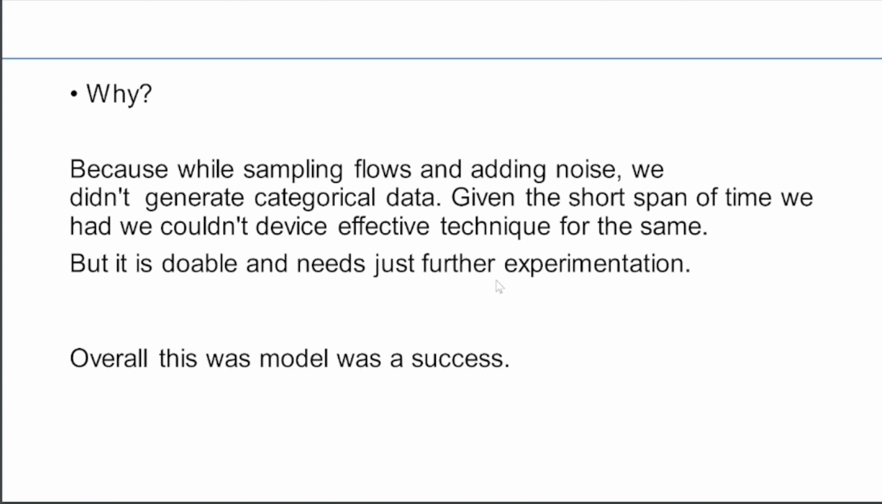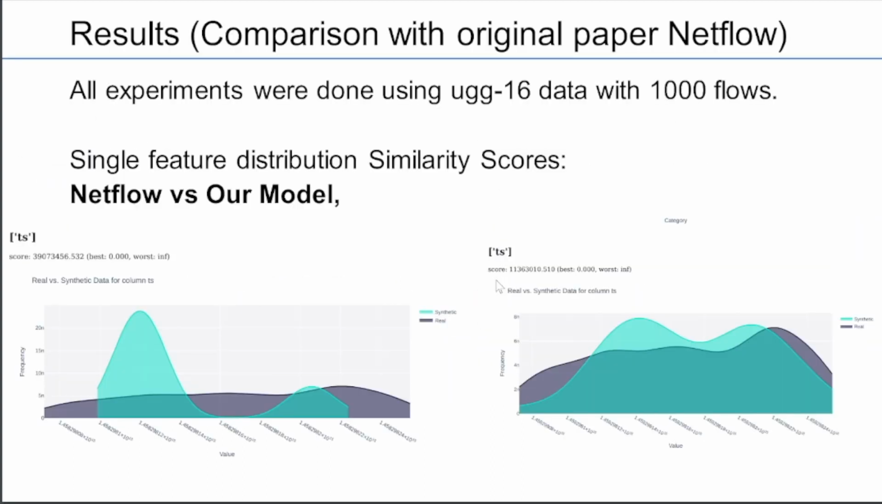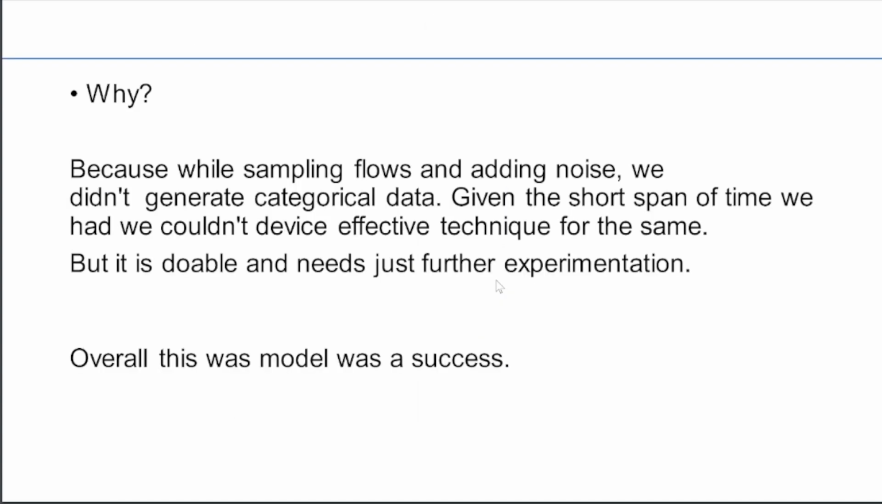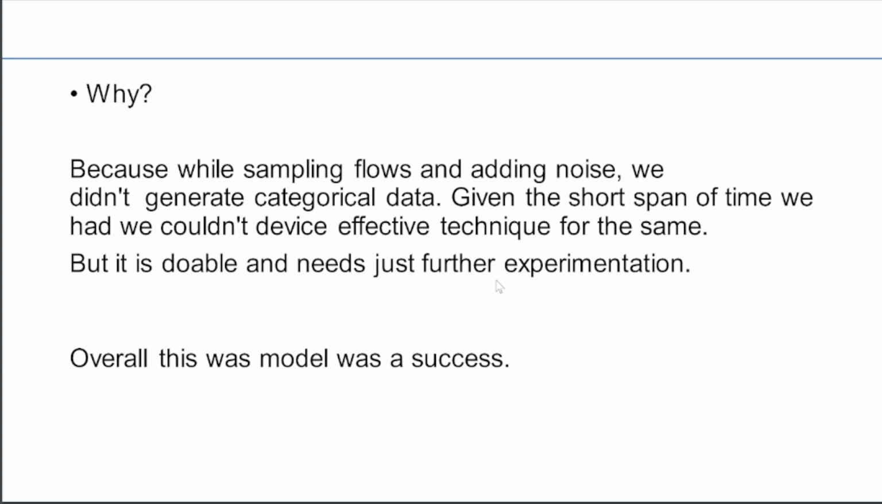So I would say our experiment was a success because we were able to get a good model which could provide good feature-based distribution scores, but our attribute similarity scores were low. But if we were given more time, we would have been able to devise a proper training regime for the attribute data too. So I think it is pretty doable, and we can focus on it in future research work.